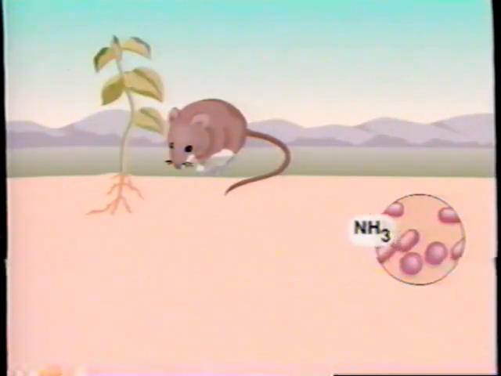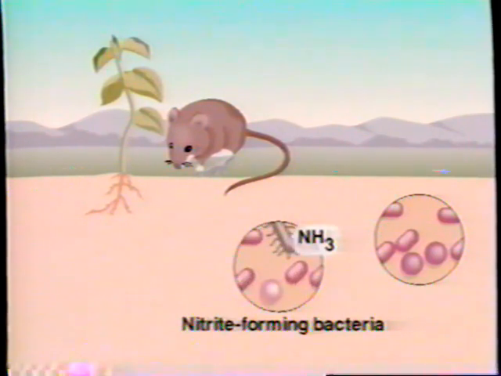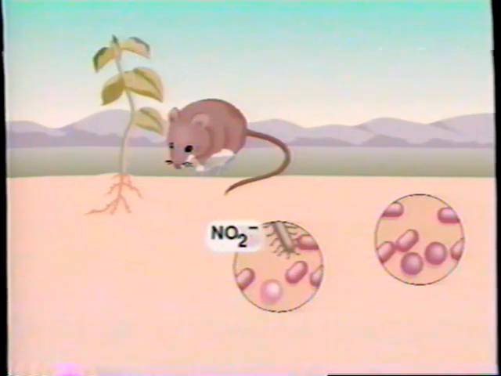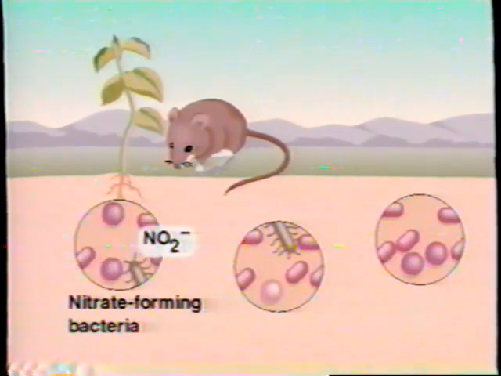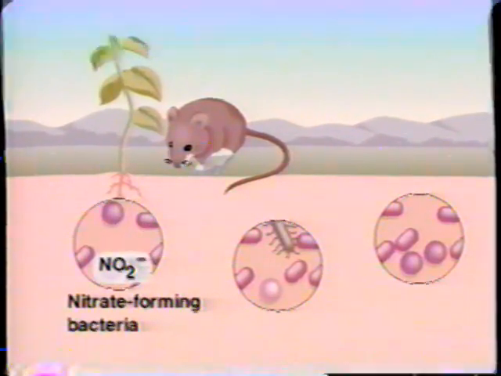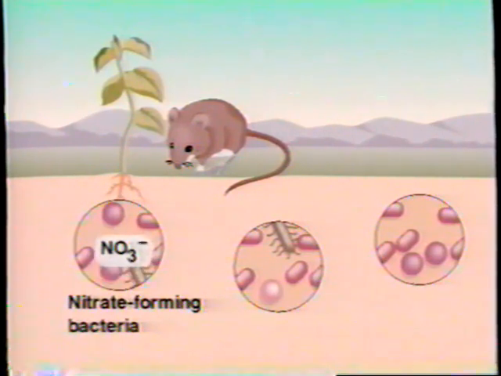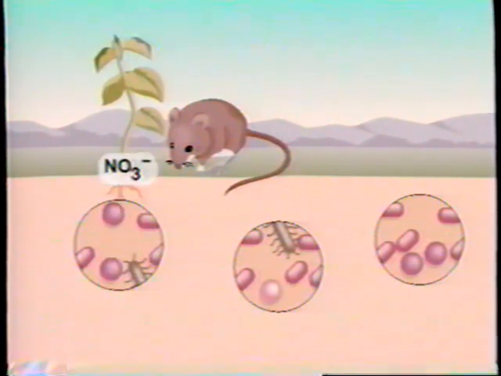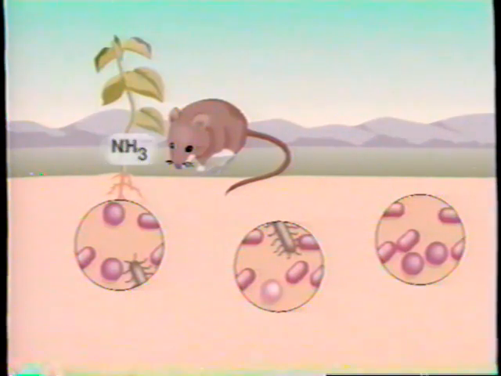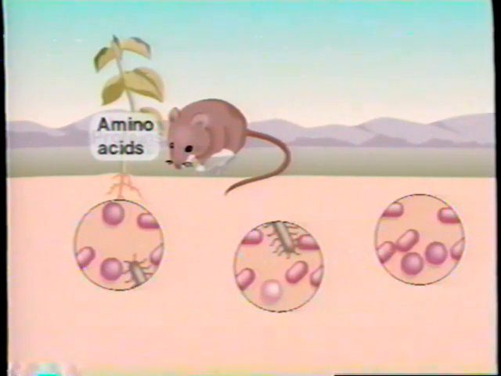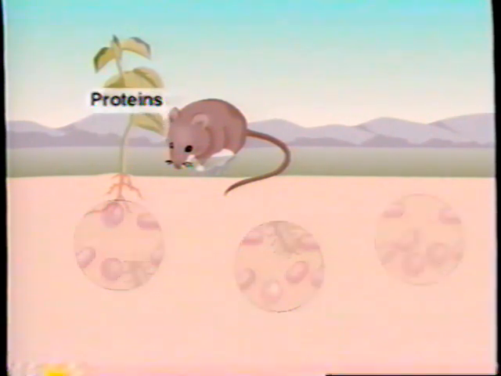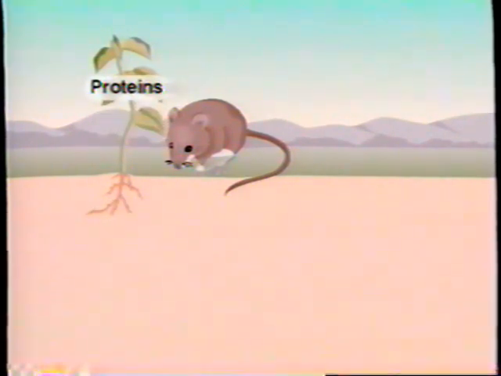The ammonia is released into the soil, where nitrite-forming bacteria combine ammonia with oxygen, forming nitrite. Still other bacteria, called nitrate-forming bacteria, convert nitrite to nitrate. Plants absorb the nitrate, convert it to ammonia, and use the ammonia to produce amino acids and other nitrogenous compounds. Animals obtain their nitrogen by ingesting plants or other animals.